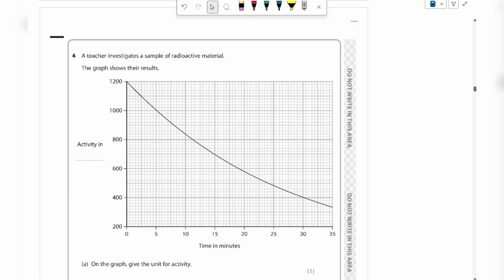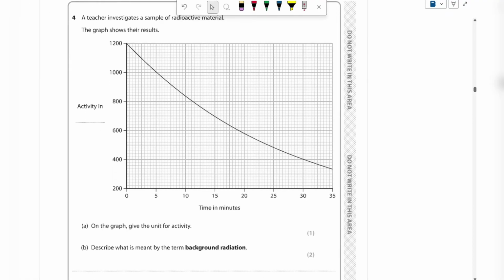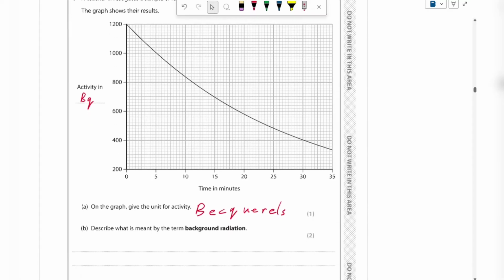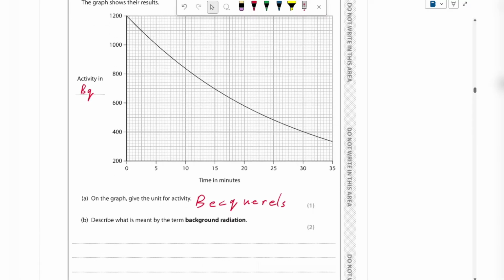Okay, radioactive question here. What do we have? On the graph, give the unit for activity. Crikey, I can never spell this. It's becquerel. So it's capital B, lowercase q. That would be enough to get the marks, I believe. To spell it, B-E-C-Q-U-E-R-E-L, becquerels. But capital B, lowercase q.